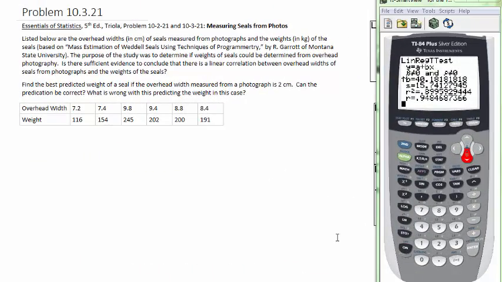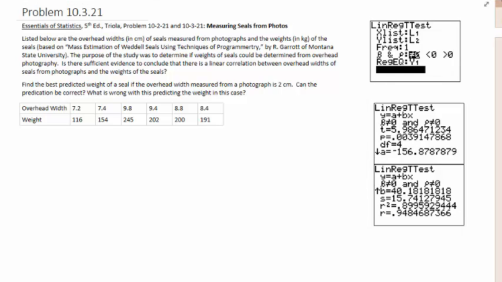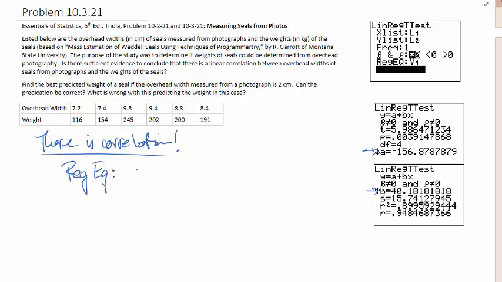Let's continue with this seal problem. We found from the last section that there is correlation, in fact, and we also found the equation of the regression line. So the regression equation was a plus b times x. Regression equation: y hat is equal to a, that's negative 156.879 plus 40.182 times x.